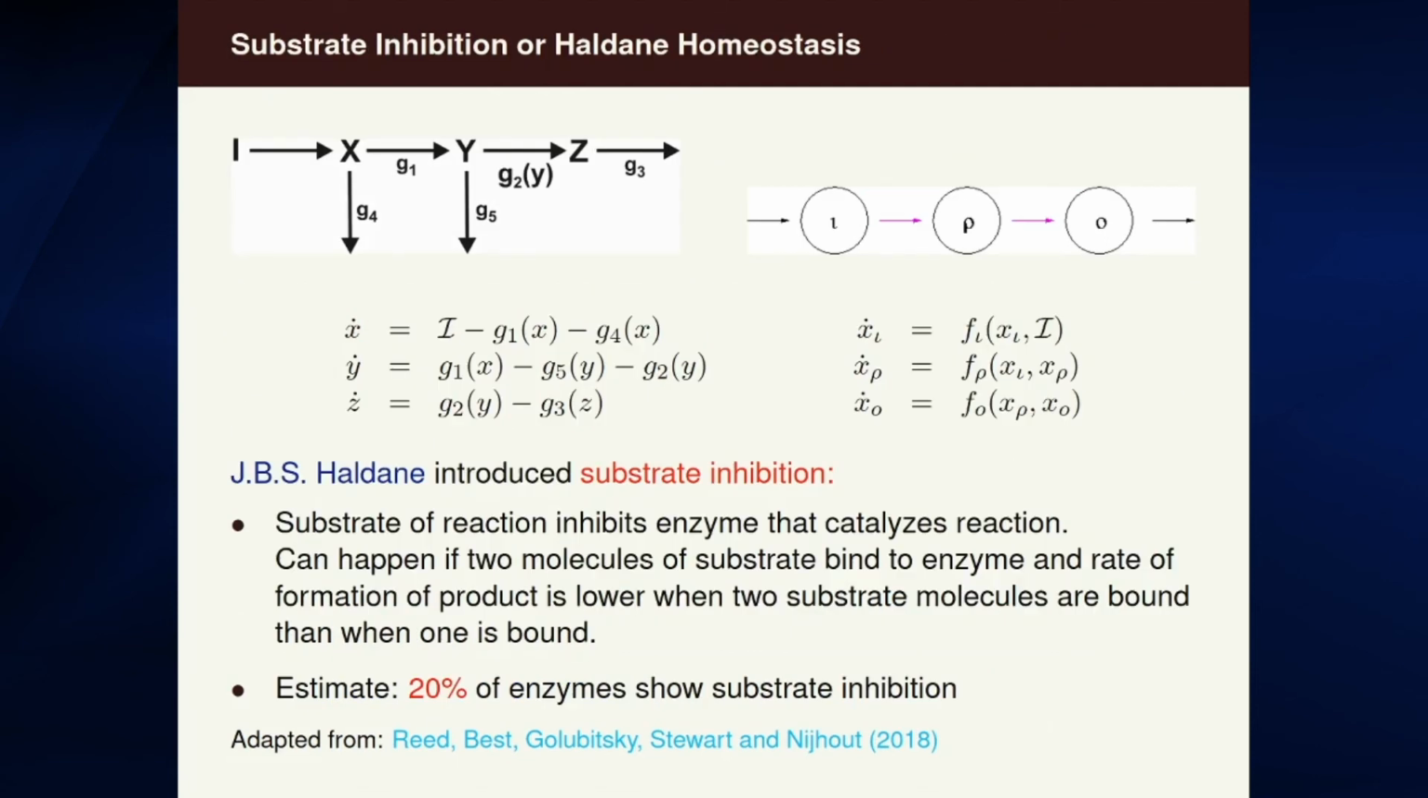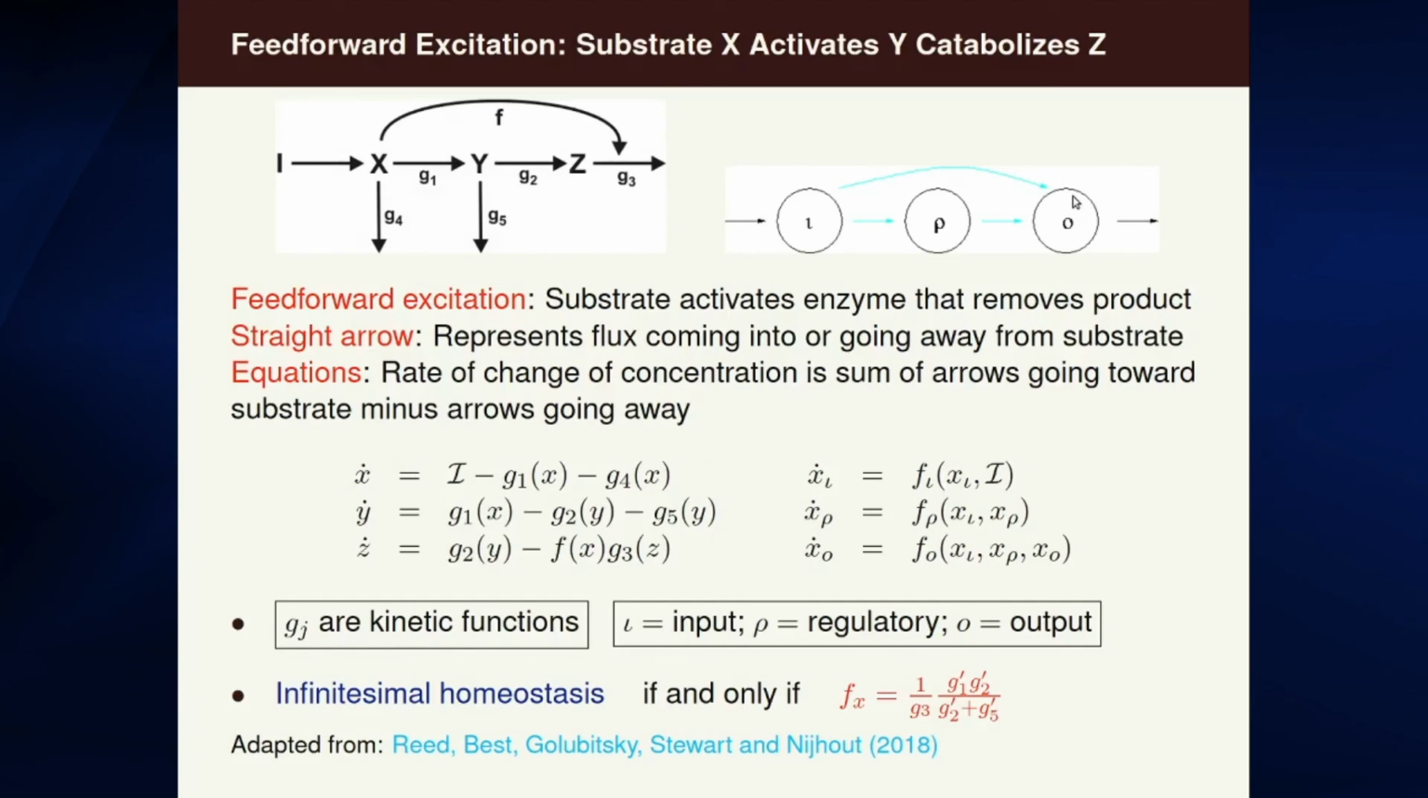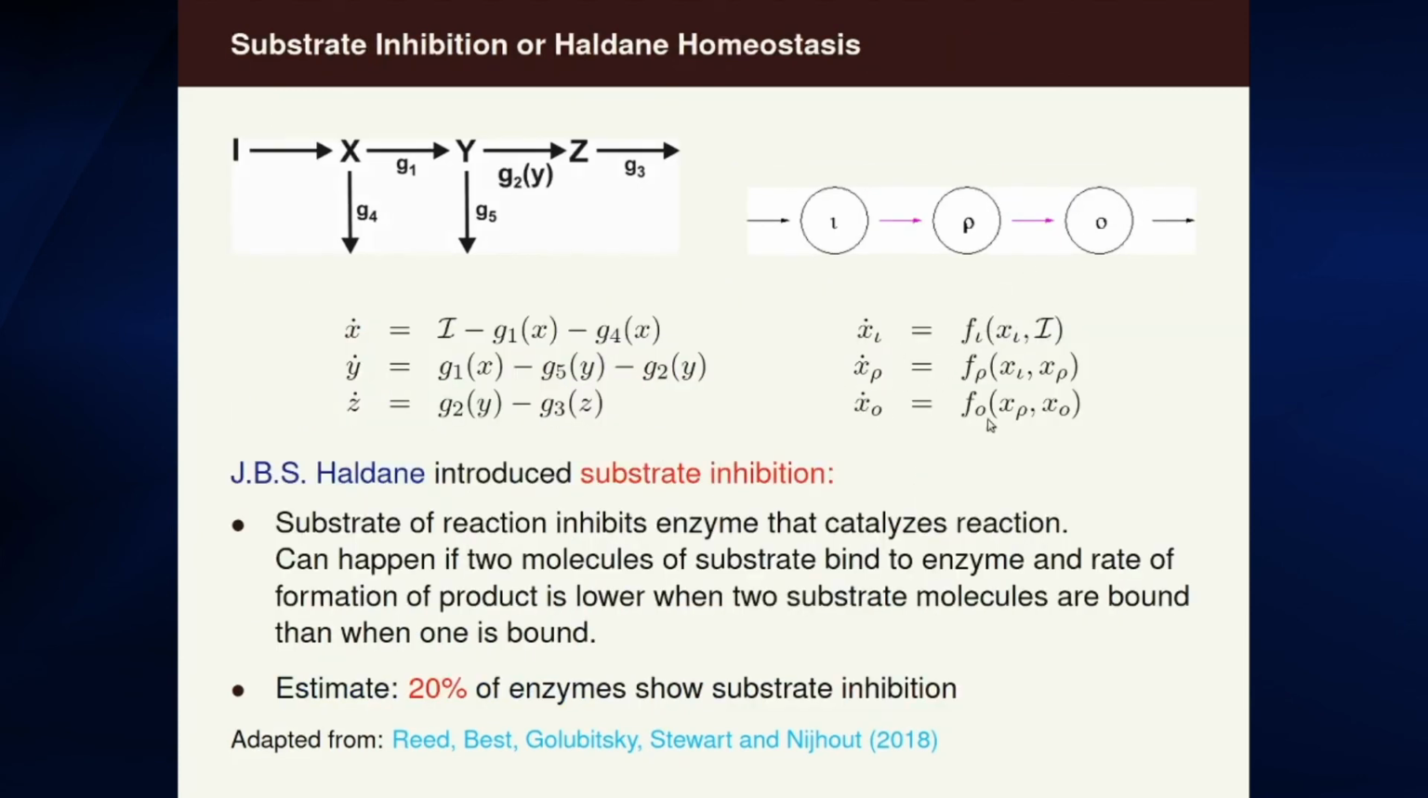Another example is called substrate inhibition or Haldane homeostasis. It's very similar to the previous one, but if you look at the equations here, this is the model, this is the abstract network. You see that there is no connection between the input node and the output node. These are the general system of equations associated with this network. This was also analyzed by Reed et al. It's interesting to know that a lot of enzymes show substrate inhibition in nature, so this is a very important system for biochemistry. They also derive conditions for this kind of system to exhibit homeostasis.